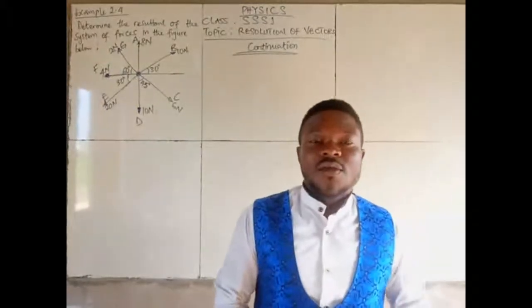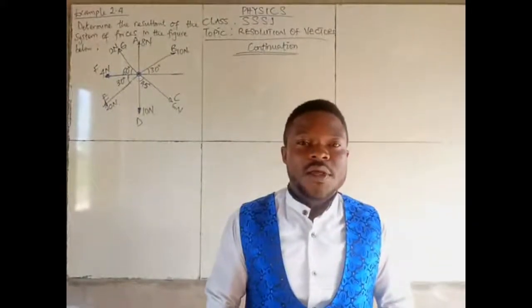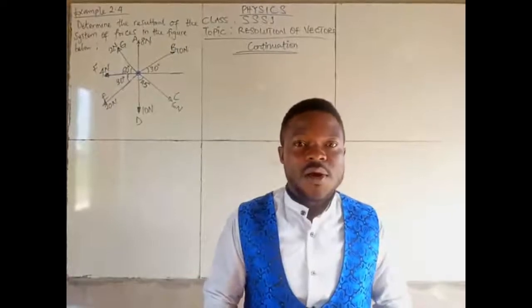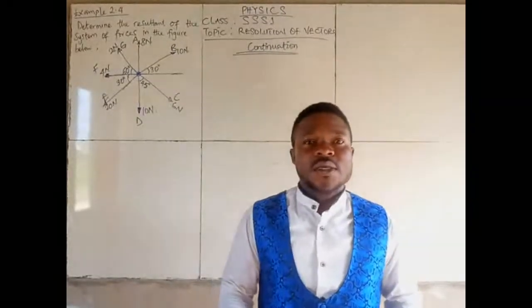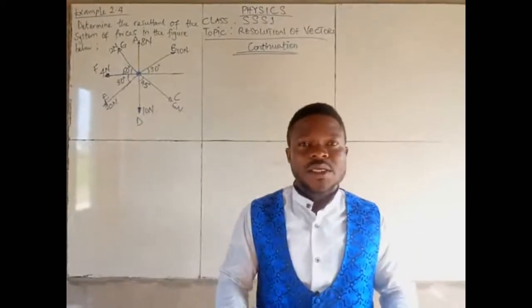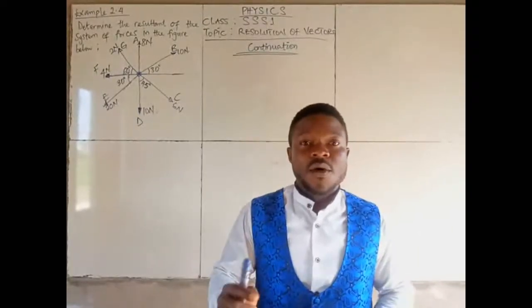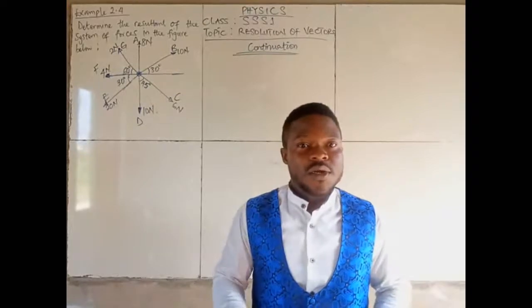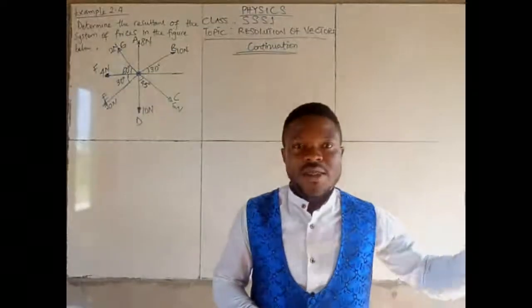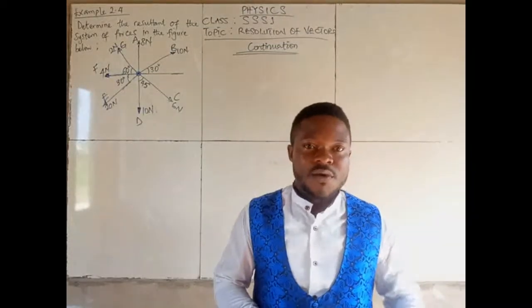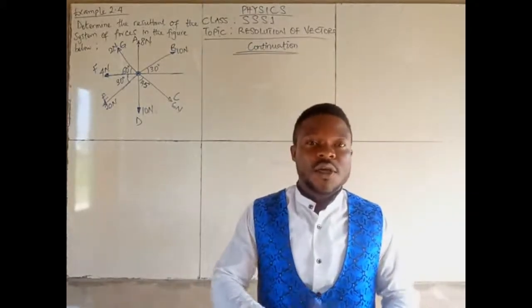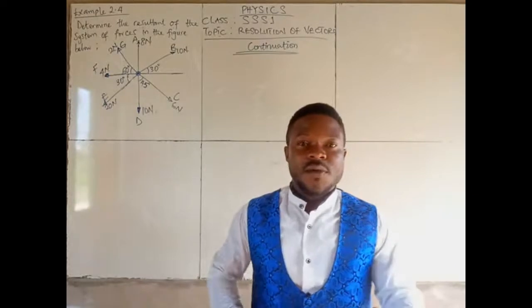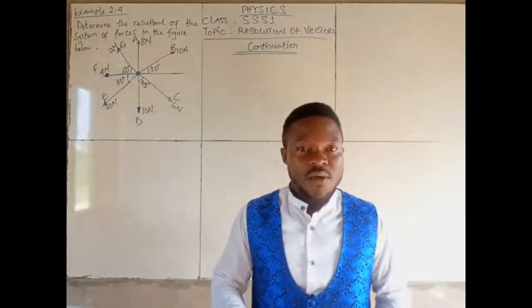In our last class, we talked about how we can resolve vectors into different components. We also said we can determine the resultant of more than two vectors using the resolution method, and we listed the steps that we must follow. Remember, the first step: make sure you resolve each of the vectors into their various components, their x and y components. You know how to do that.